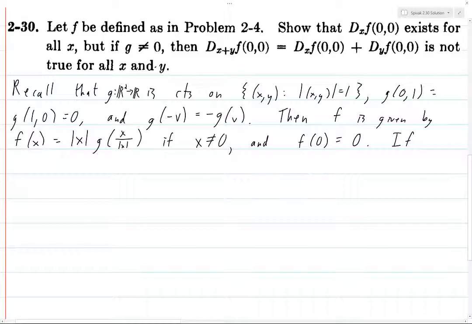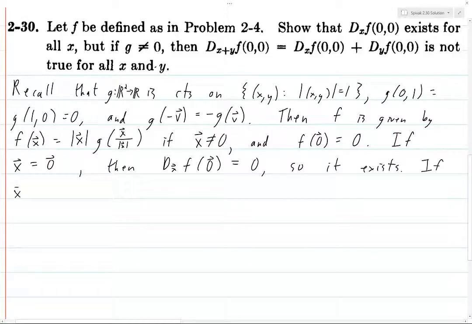Okay. So we want to show that the directional derivative D_x f(0,0) exists for all x. If x is the 0 vector, then I'm just going to use vector notation. So if x is the 0 vector, then D_x f of 0 is going to be 0, so it exists.